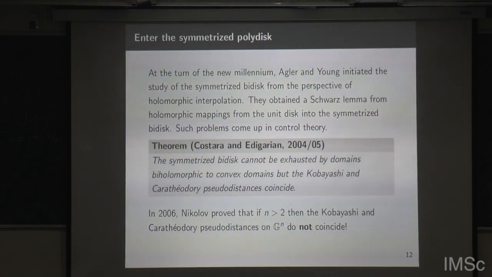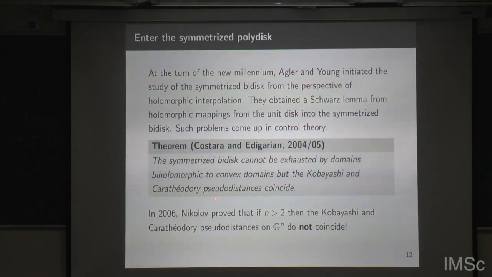So if this was the end of the story, I wouldn't be standing here, but just 1 year later Nikolov showed that this is something special. If n is greater than 2, then the Kobayashi and Caratheodory pseudodistances on Gn do not coincide. So something very unique is happening for G2 that is not happening for Gn, and it is intimately tied up to that major theorem by Lempert.